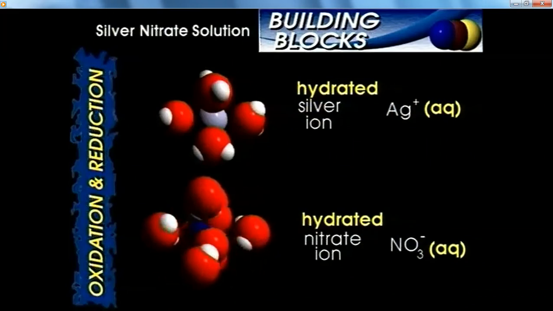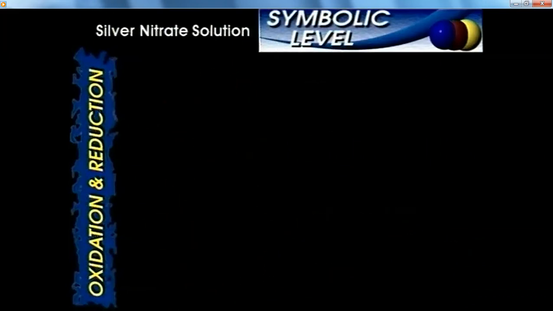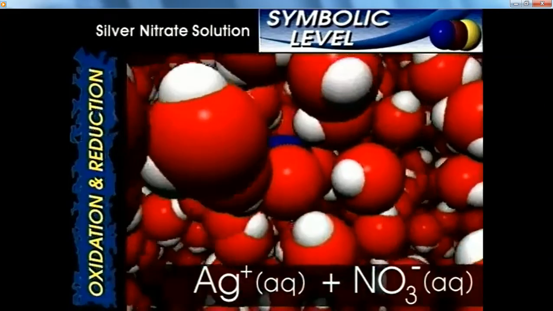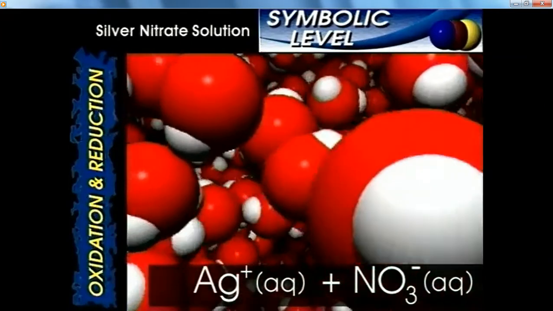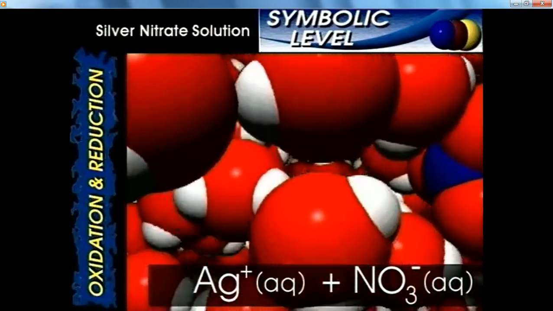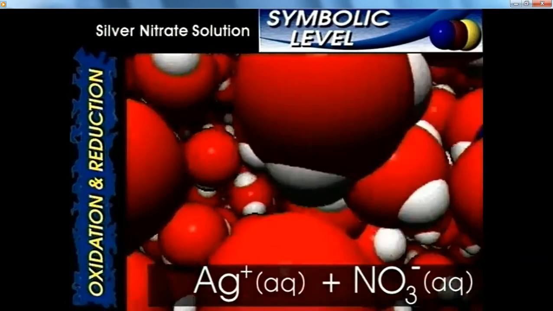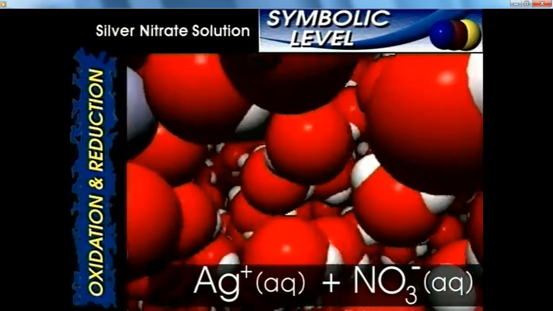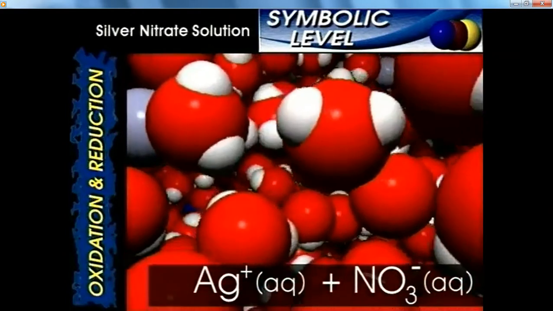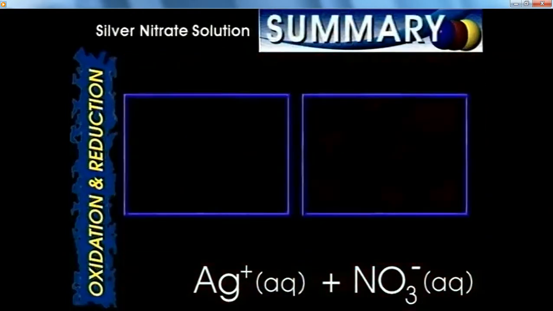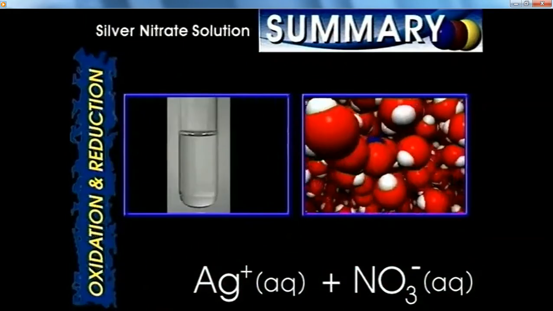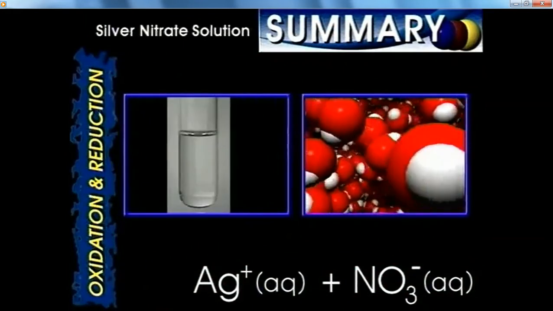A 1 molar silver nitrate solution contains about 55 water molecules for each silver ion and nitrate ion. The ions are separated from each other by, on average, about 3 water molecules and only collide occasionally. Silver nitrate solution contains billions of hydrated silver and nitrate ions moving around amongst the water molecules.